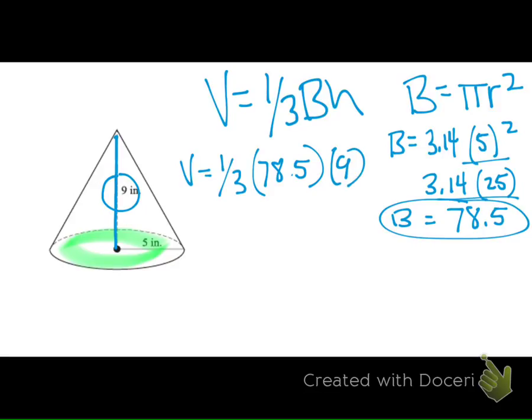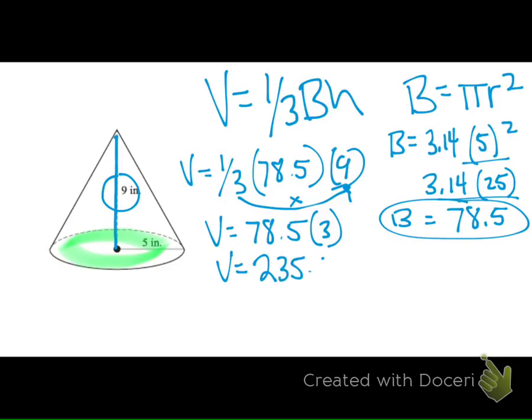Now remember, with this 1/3 from our pyramids before, I can take 1/3 at any point in time. I can multiply 78.5 and 9 and then take 1/3. Or since I have an easy 1/3 times 9, I know that's 3, so I'm going to take care of that early. 1/3 of 9 is 3. So I'm left with 78.5 times 3. Multiplying these two, my volume comes out to be 235.5 inches cubed. And there's the volume of our cone.